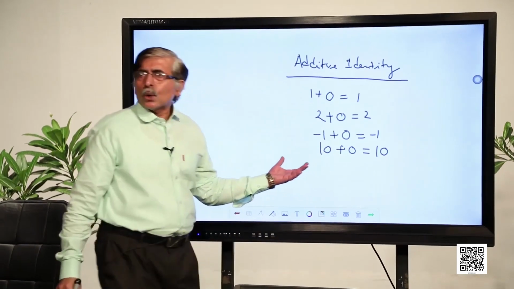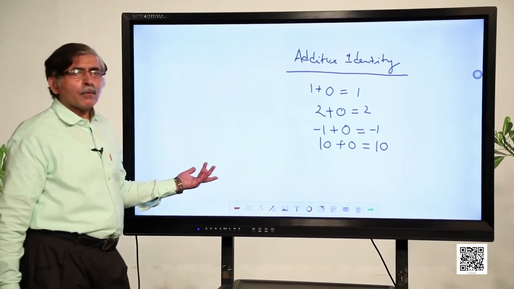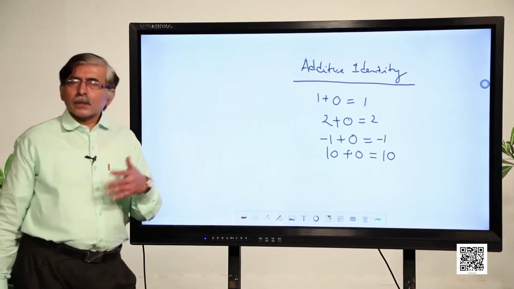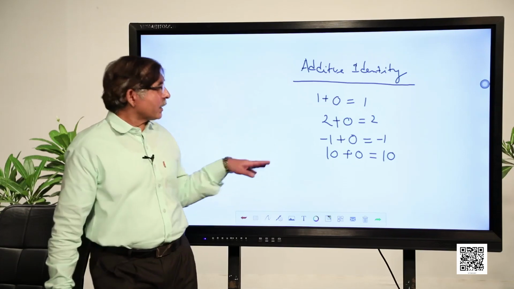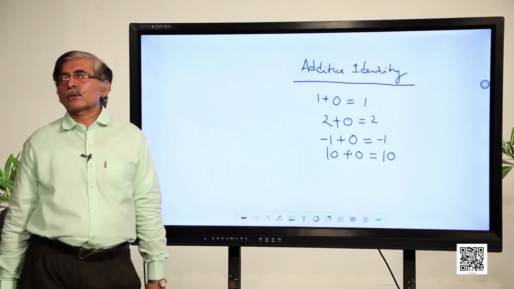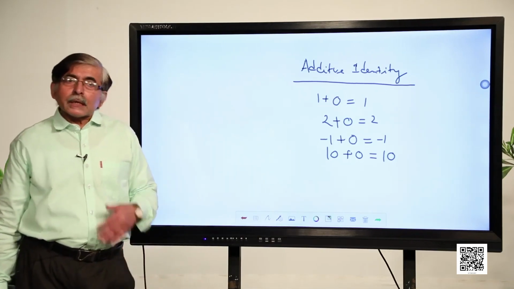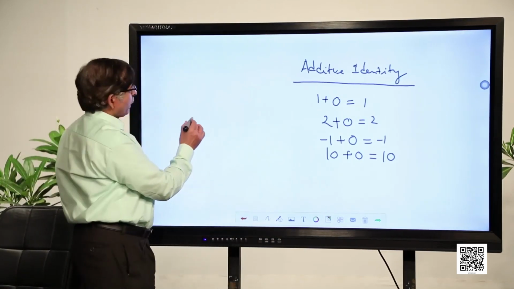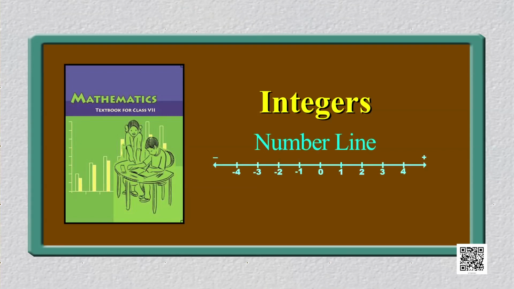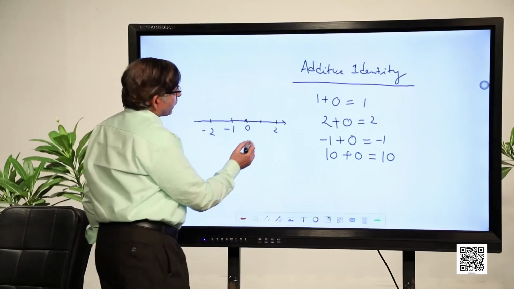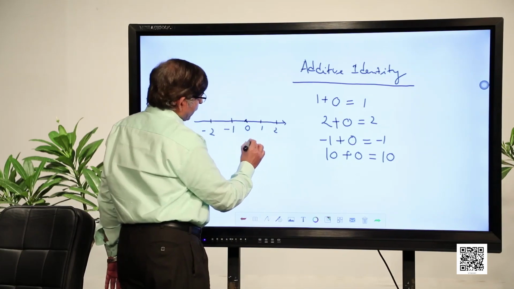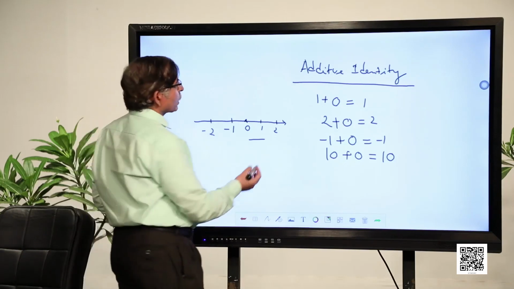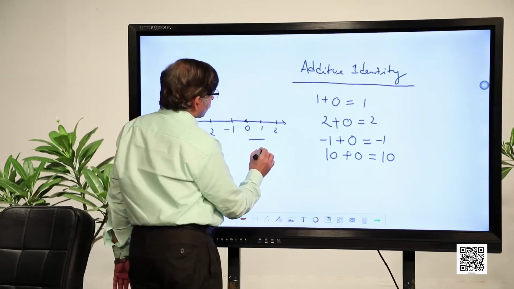So, the same thing we can verify with the help of the number line, because this chapter is related to the number line. If we verify with the number line, our concept will become clearer. So, let us verify 1 plus 0. Let us draw the number line. 1 is this side and 0 means there is nothing. So, we can say that this is equal to 1.